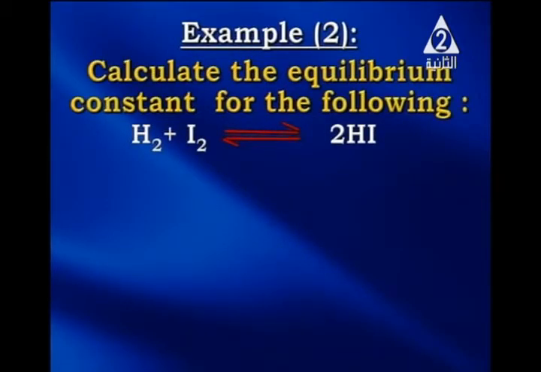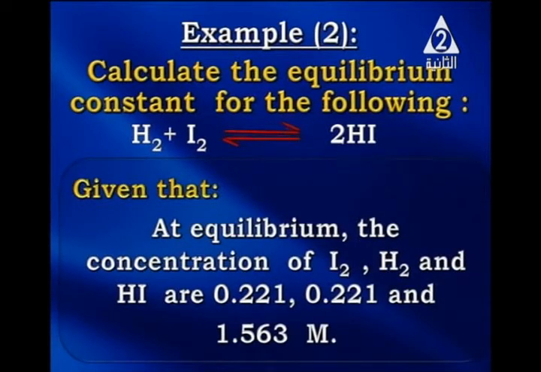Another example, my dear students. Calculate the equilibrium constant for the reaction hydrogen plus iodine gives hydrogen iodide. Given that at equilibrium the concentration of hydrogen and iodine are 0.221, 0.221 also, and hydrogen iodide 1.563 molar respectively.